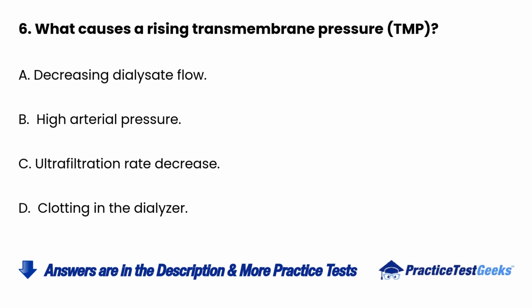6. What causes a rising transmembrane pressure? A. Decreasing dialysate flow. B. High arterial pressure. C. Ultrafiltration rate decrease. D. Clotting in the dialyzer.